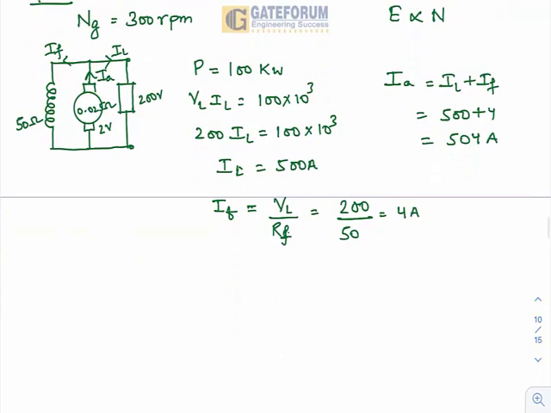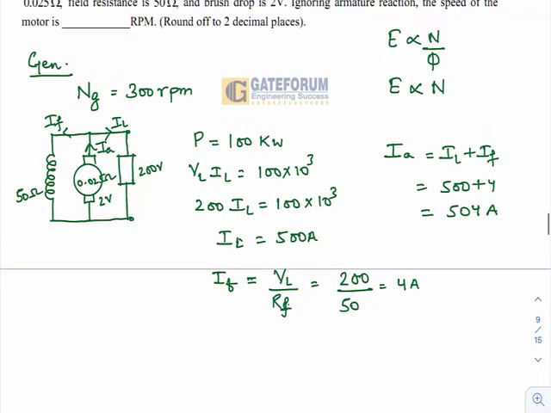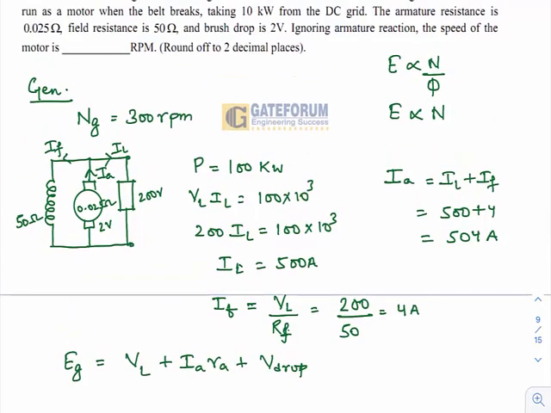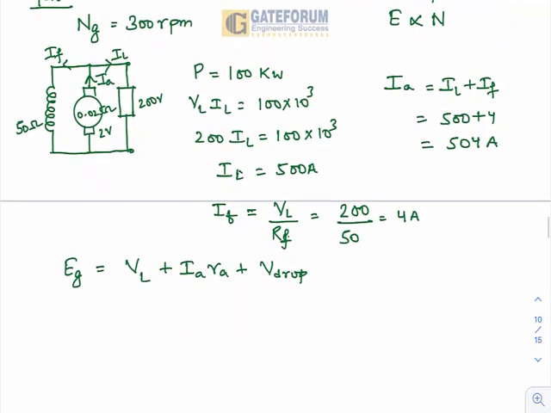Once you know the value of IA, and RA is also known to you, RA is given as 0.025 ohm, you can find the EMF developed or EMF generated in case of generator, and the EMF developed is given as VL plus IA RA plus brush voltage drop. This you should not neglect, because here they have mentioned that the brush drop is 2 volts, so you need not neglect it, otherwise you will get the wrong answer.